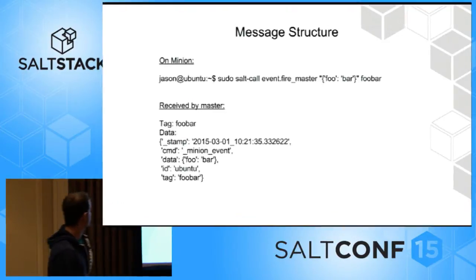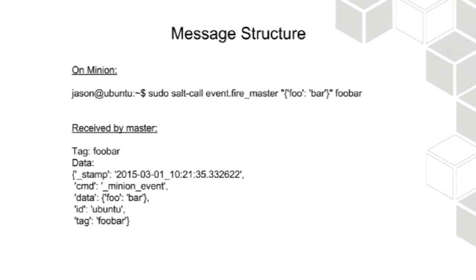This is a little overview of what the message structure looks like. On this first line here, this is just an example of how you would fire an event from the command line using salt-call from a minion. So pretty straightforward. It's just like any other execution module. You do event.fire_master. Then you put the data payload as the next thing. It's a dictionary. And then the tag that you want to use.